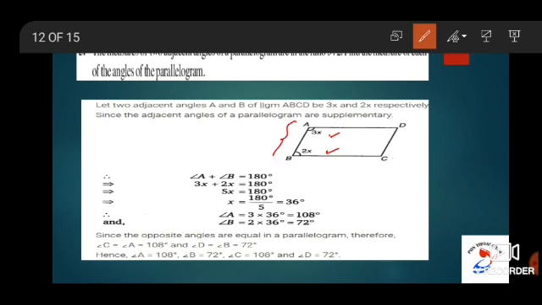So as A and B are adjacent angles, the sum of adjacent angles are always supplementary. So angle A plus angle B is equal to 180 degree. That is nothing but 3x plus 2x is equal to 180 degree. That is 5x is 180. Therefore the value for x is 180 by 5, that is equal to 36 degree. Here we have considered 3x and 2x. So value for A is 3 into 36, that is 108, and value for B, that is 2 into 36, that is 72 degree.